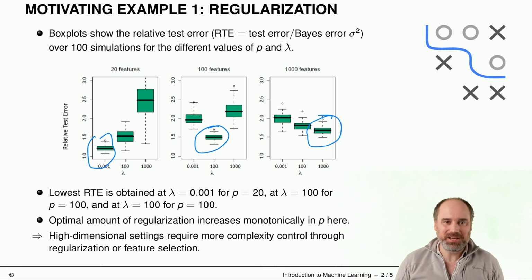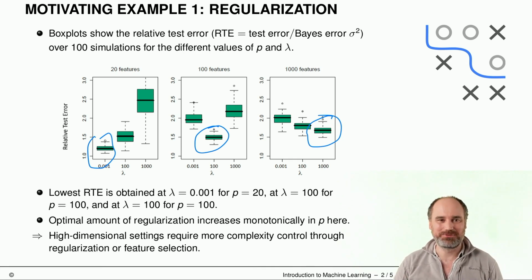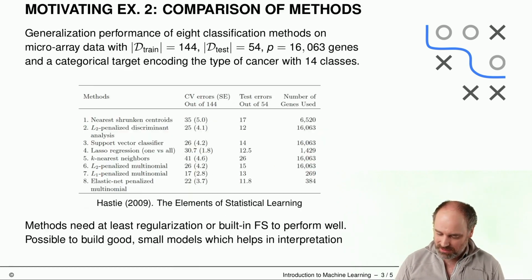So, summary: high-dimensional settings require more complexity control through regularization or feature selection. Yeah, let's keep it at that. Second example, maybe a little bit more directly relevant to us here.